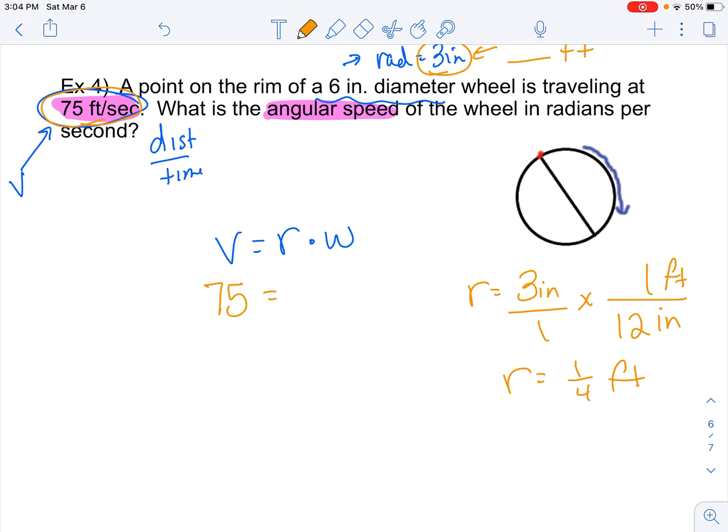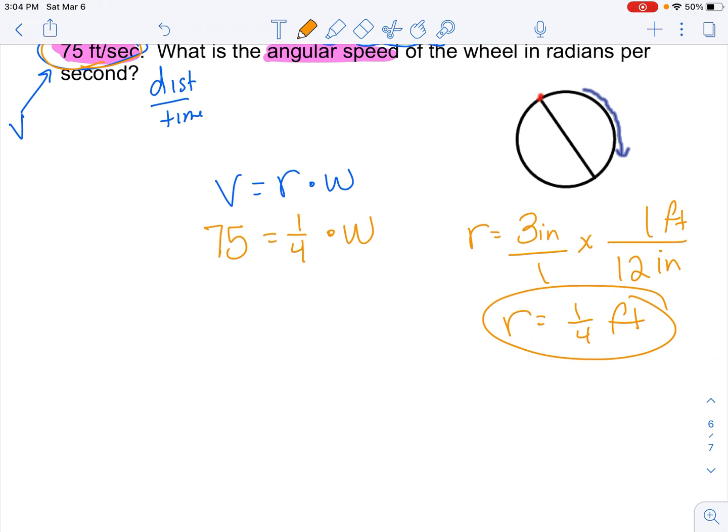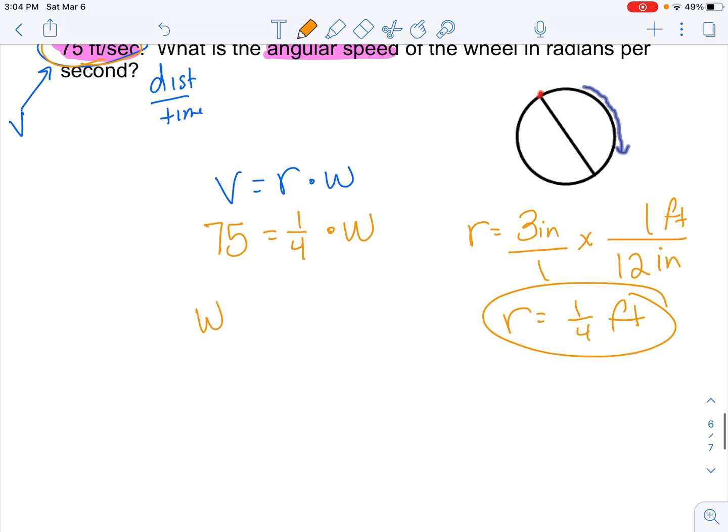So I've got to be really careful here. I can't just plug in that 3 inches. If I'm given inches and feet per second, I've got to change one of them. All right, so in this case, I chose to change the inches. You could have also changed the 75 feet per second into inches per second if you wanted. All right, so now that I have feet, I can go ahead and plug in that 1/4 times the angular speed. Okay, so what do I have to do? I have to take my calculator and do 75 divided by, in parentheses, 1/4, or divide by 0.25. And that gives me my angular speed is 300.